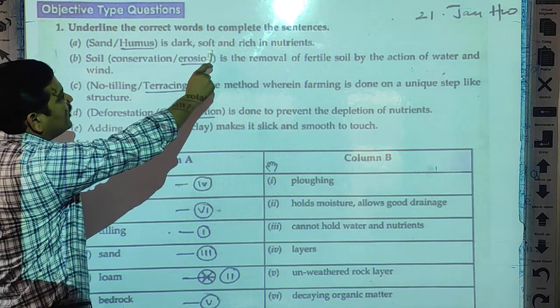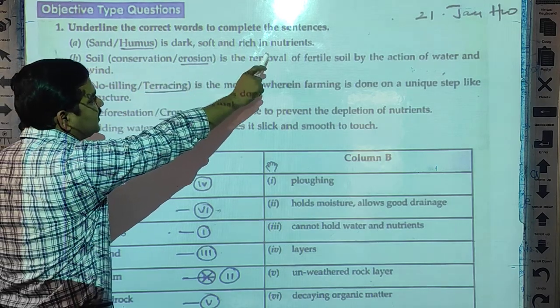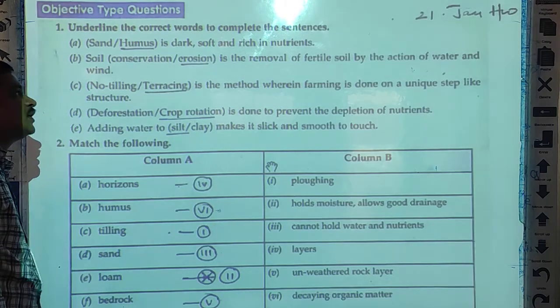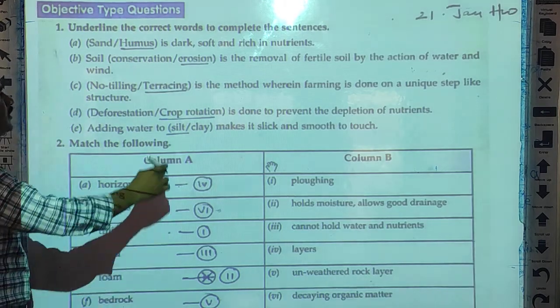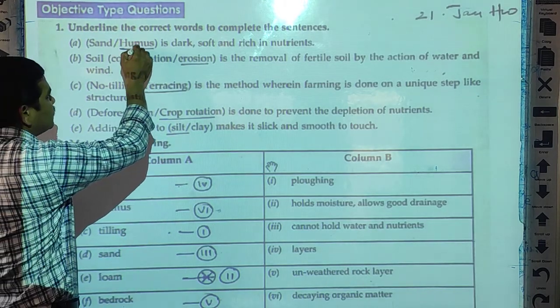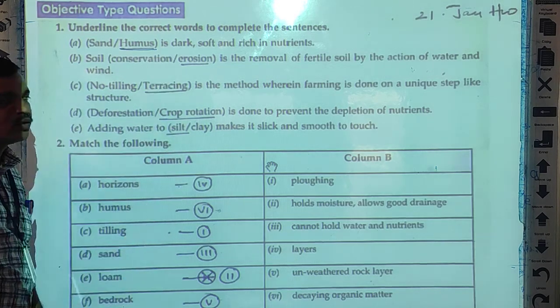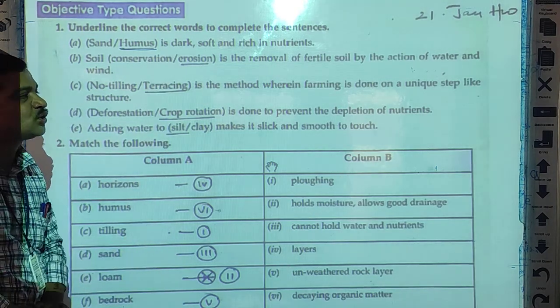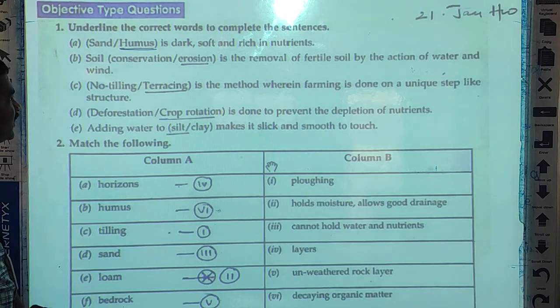Dash is dark, soft and rich in nutrients. So what is soft and dark? Humus or sand? The answer is humus. Humus is dark, soft and rich in nutrients.